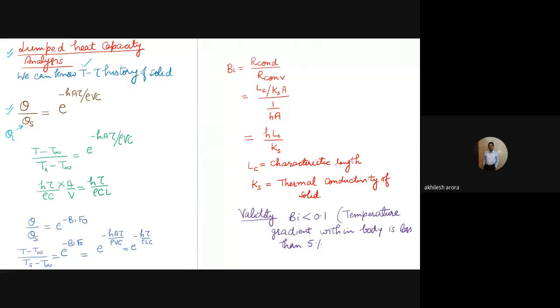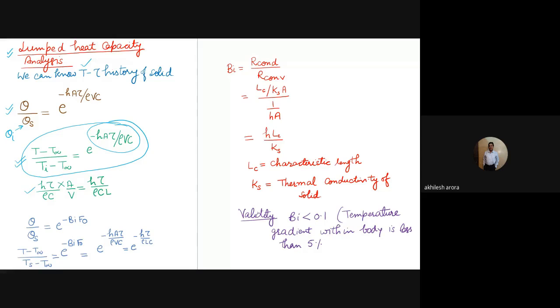So effectively, I can write the equation as T minus T infinity divided by Ti minus T infinity equal to e raised to power minus h a tau over rho V c. So this is the equation which is very very important in this particular case. We derived this equation. Now I would like to tell you once again about this value, h a tau over rho V c.